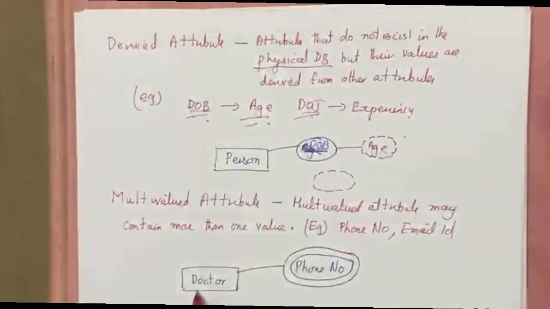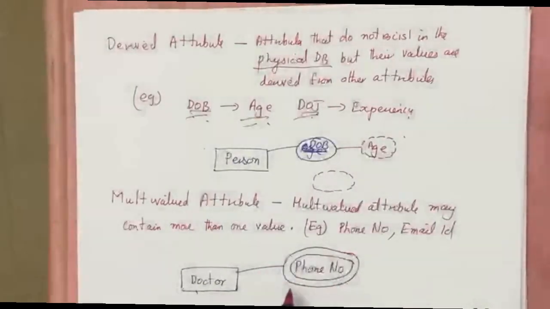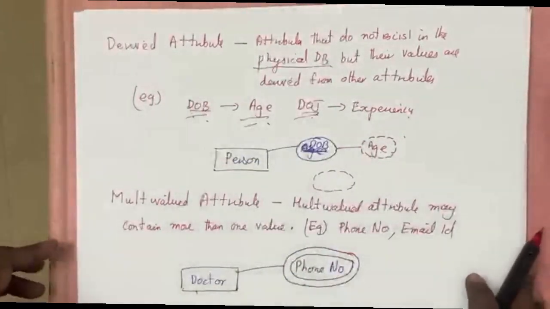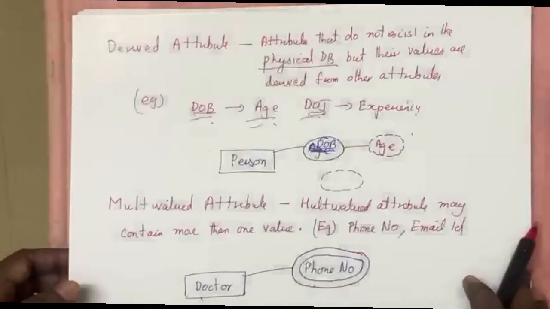So a doctor, for example, can have multiple phone numbers. The symbol represented for this one, the phone number, is a double ellipse, where two lines are drawn around the attribute.